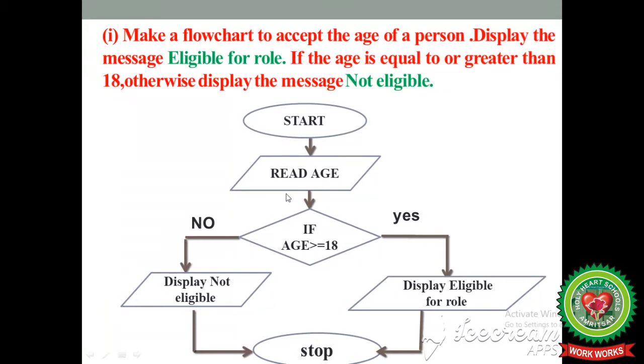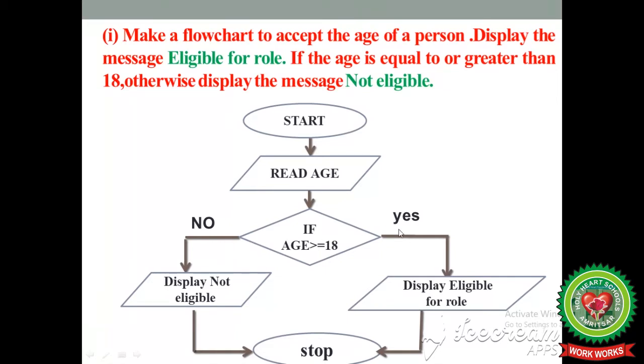Then draw an input output box. Here we have an input, age, so we will write read age. Then draw the flow line to connect with the next box and draw a decision box. This is a decision box, and write down our condition. The condition is if age greater than or equal to 18, and then draw the flow lines on both sides of the condition box.